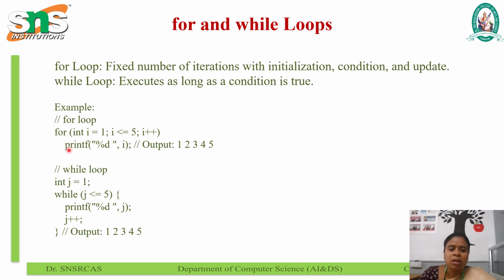For example, in the for loop we initialize the variable, then the condition is checked, then increment or decrement, and printf prints the values. Next, j is initialized to 1; while j is less than or equal to 5, printf prints j, and j is incremented. The output is 1, 2, 3, 4, 5.